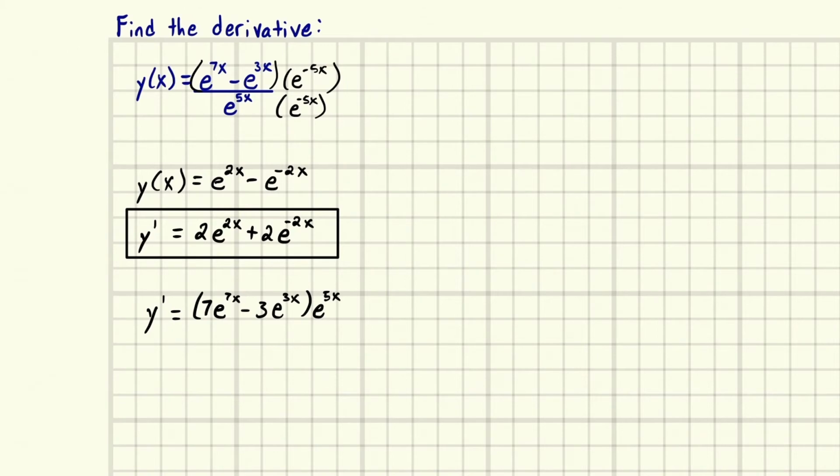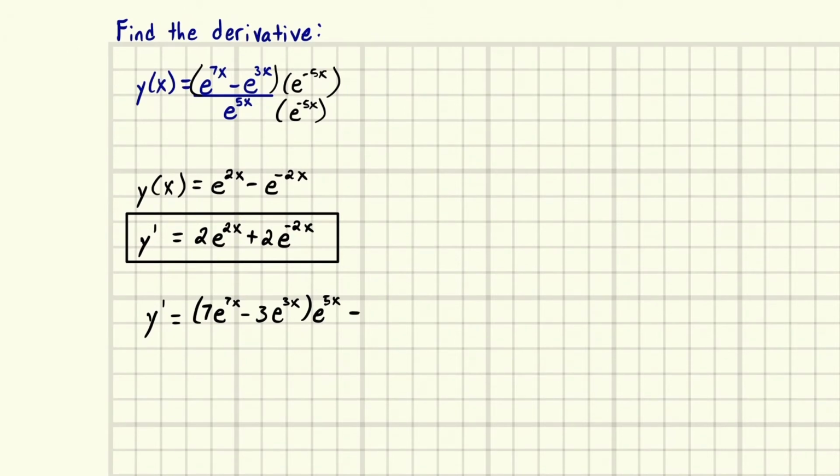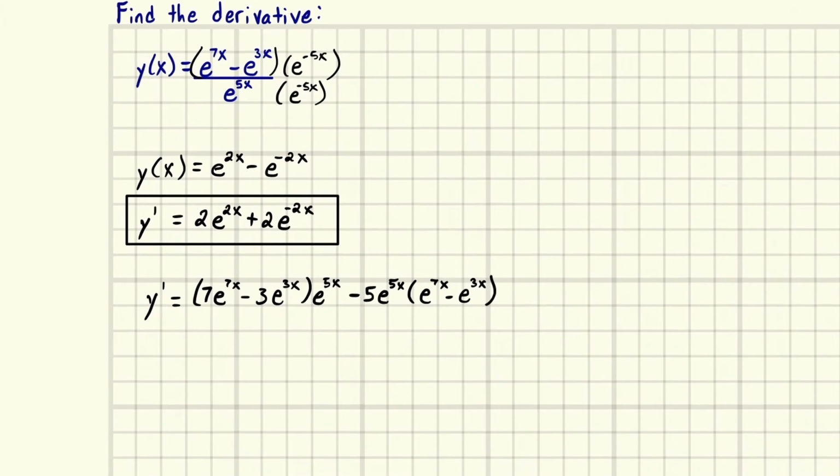And then we have minus low d high. So the low is e^(5x), so its derivative will be 5e^(5x). And then we just write the high, e^(7x) minus e^(3x), like so. And then we can go ahead and put this whole thing over the bottom squared. And I'm actually going to write it out separately. You'll see why in just a sec. e^(5x) times e^(5x).